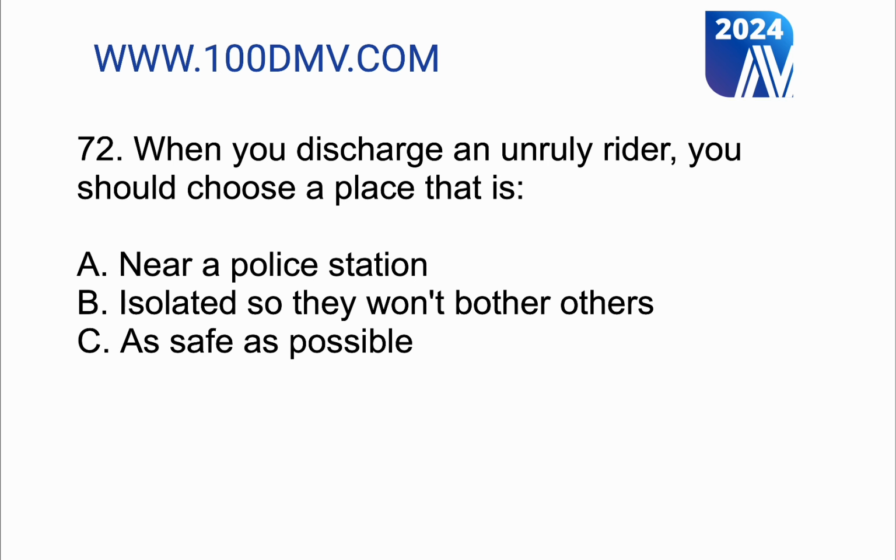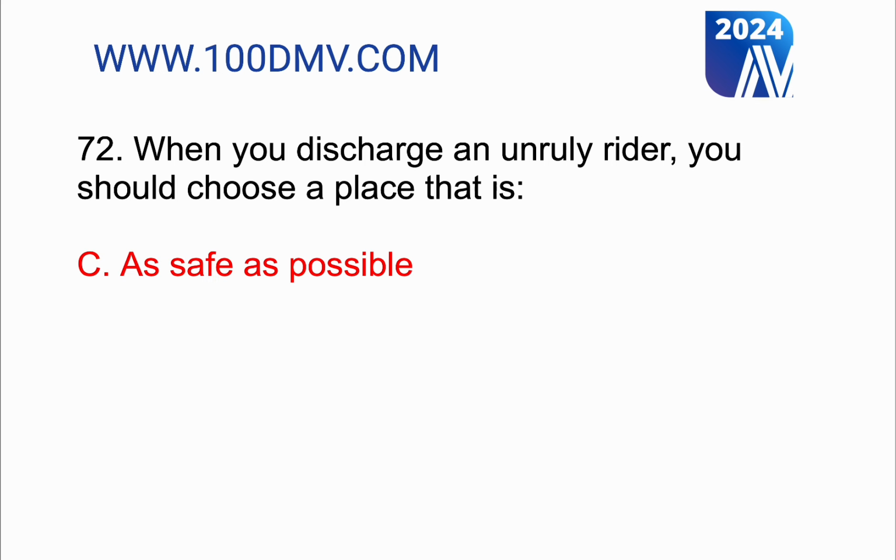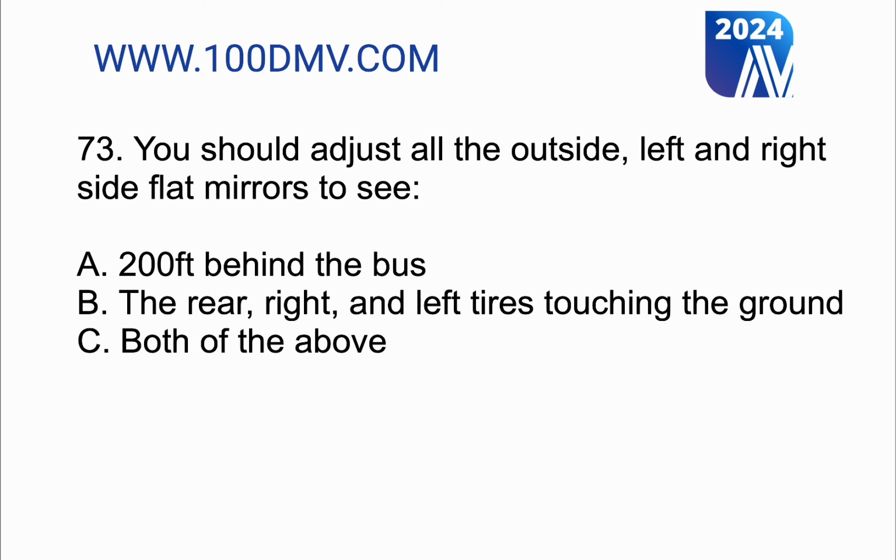72. When you discharge an unruly rider, you should choose a place that is A. Near a police station. B. Isolated so they won't bother others. C. As safe as possible. Correct answer: C. As safe as possible.